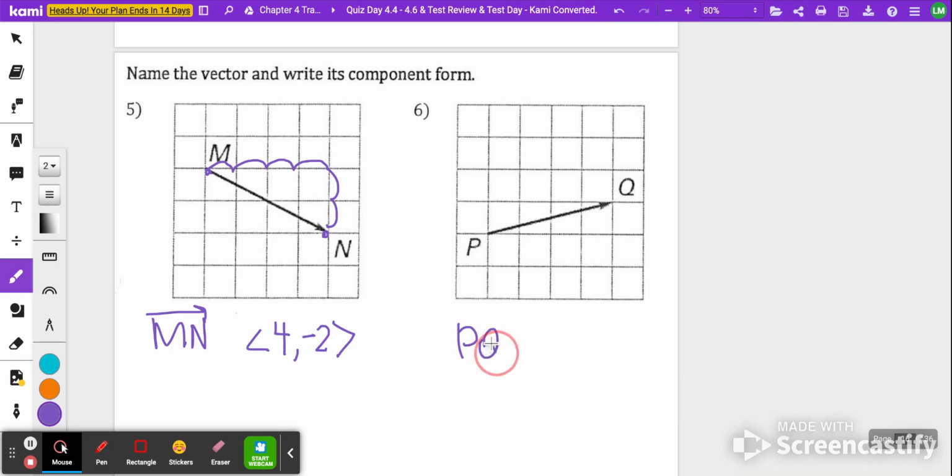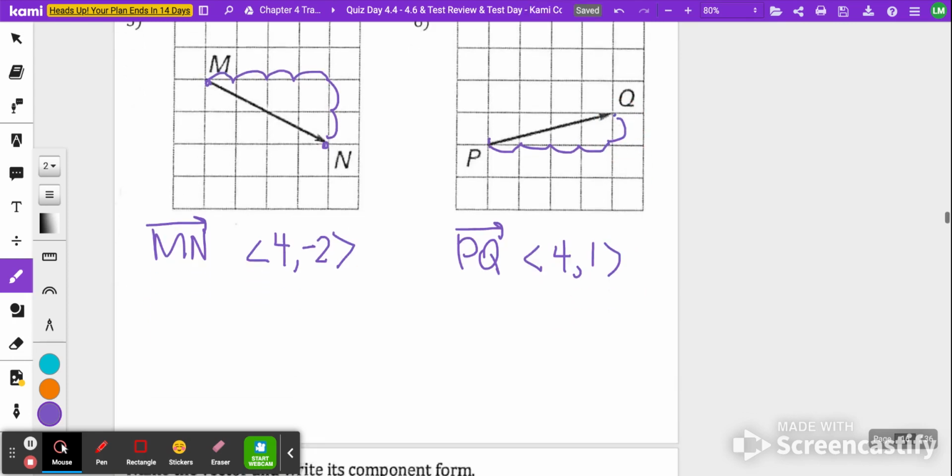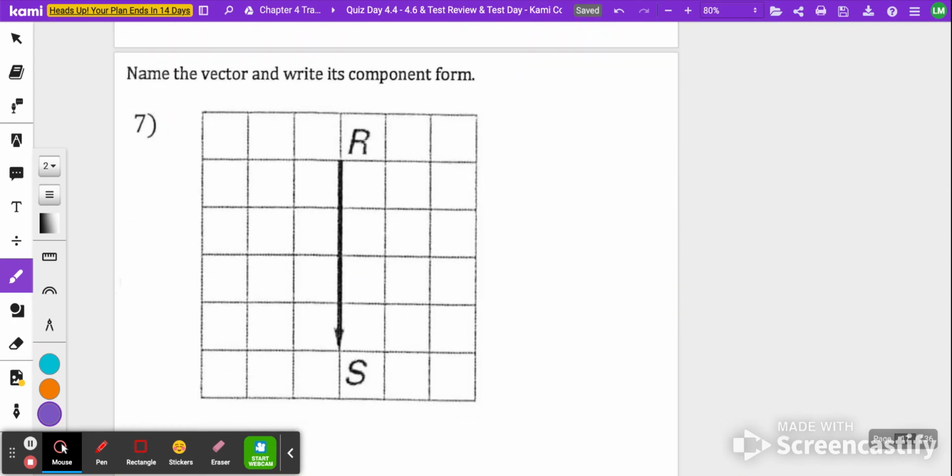PQ is the name of this vector. To get from point P to point Q, I go right 1, 2, 3, 4. So that's positive 4, and up 1, so that'd be 4, 1. Number 7 is also a vector. This vector is RS. And I don't go to the right at all, so my first number would be 0, but I do end up going down 1, 2, 3, 4. So that's 0, negative 4.